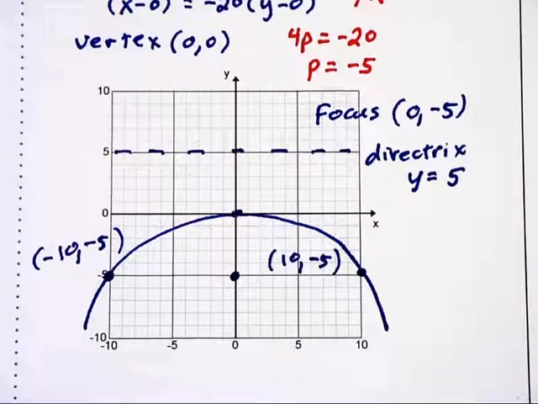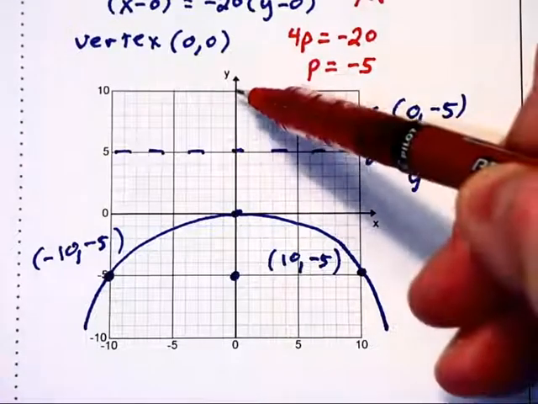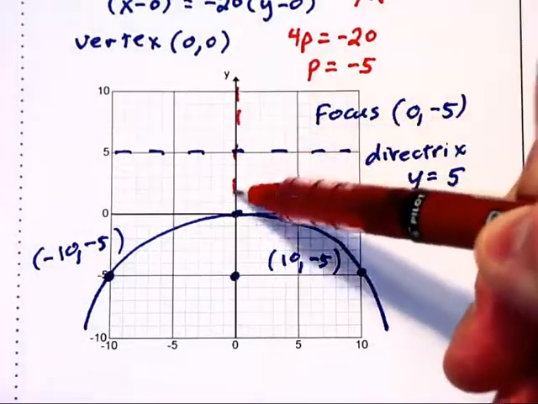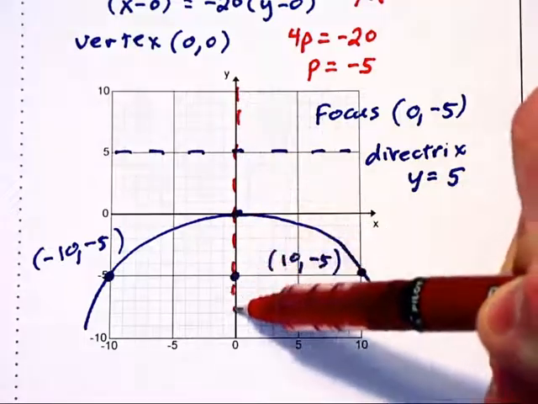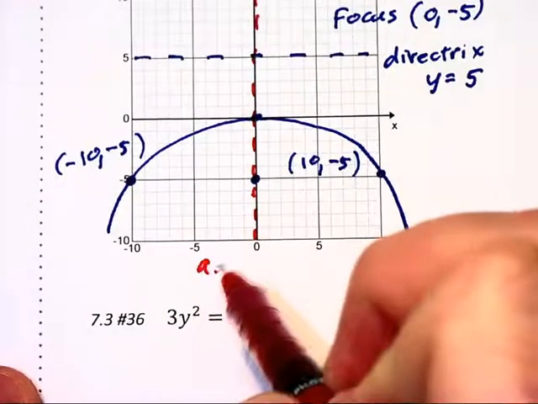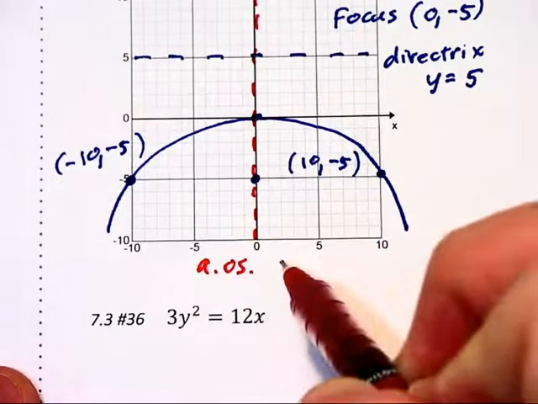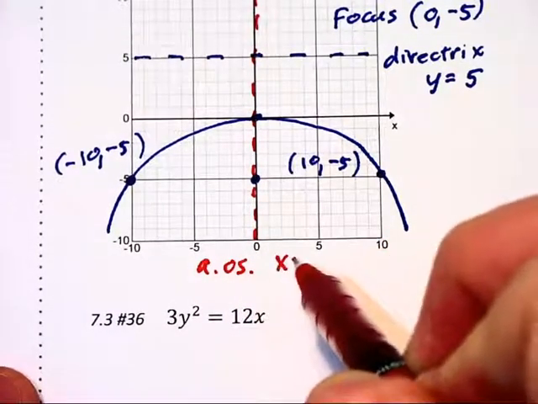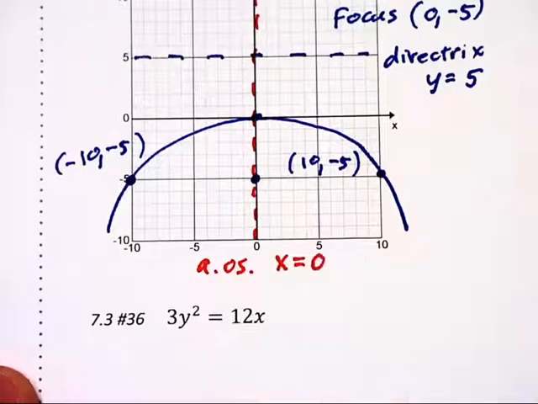We've done that. The only thing we haven't drawn in is the axis of symmetry, which basically runs through the focus and the vertex, and so the axis of symmetry, which I will abbreviate AOS, is going to be the equation x equals 0, which is another name for the y-axis.